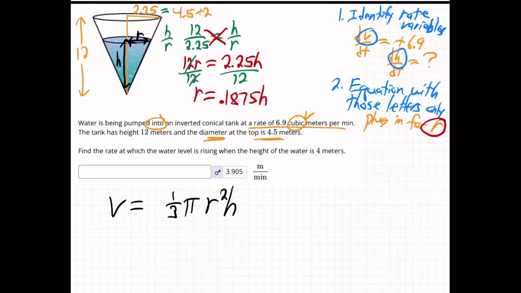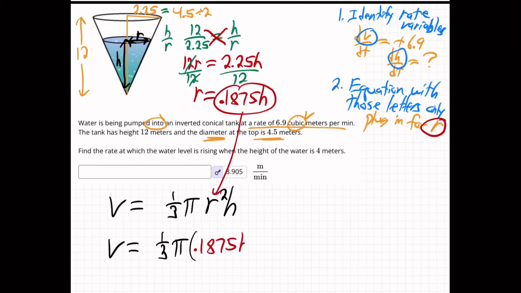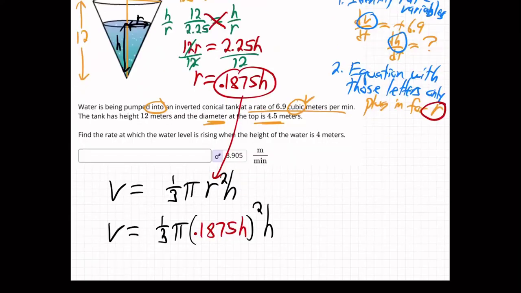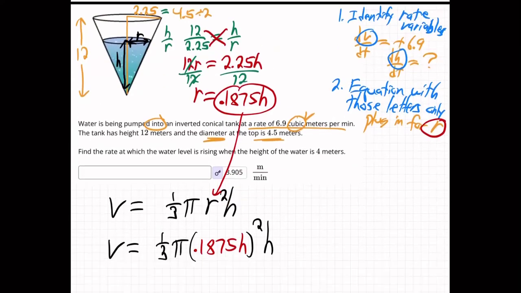H. There we go. I've got a relationship between R and H, the radius of the water and the height of the water. The radius will always be 0.1875 times the height. So, okay, so what? So then I'm going to take that and plug it in right there for R. So then I will get volume equals 1/3 pi, and this will be 0.1875 H squared H.